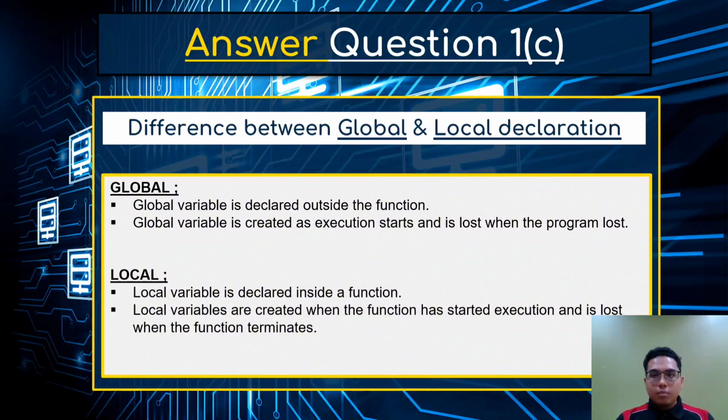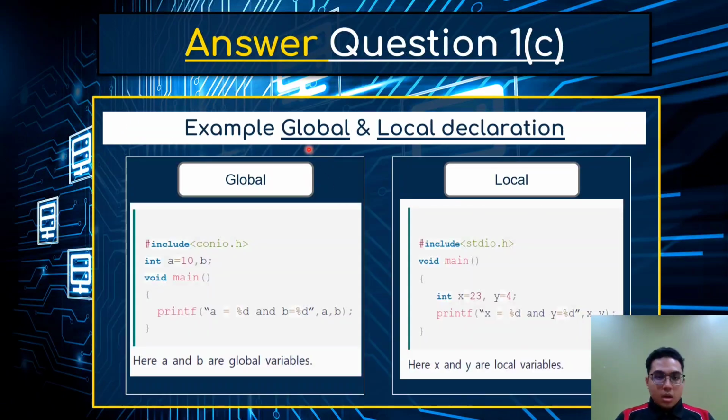So we see the example for these two. Global example. This is the example program. Here A and B are global variables. Yes, the global integers A and B are outside of the void main. For the local, integers x and y are inside the void main. This is the local.